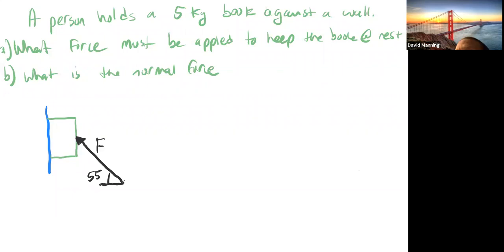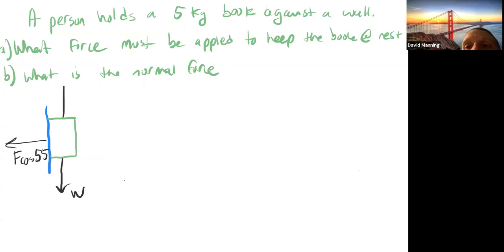All right, so what the free body diagram should look like is this. I'm just going to erase this because I have limited space. You have an X component of F holding it against the wall, F cosine 55. This has a weight. It has a Y component, F sine of 55. And you have a normal force. And the mass is 5 kilograms.